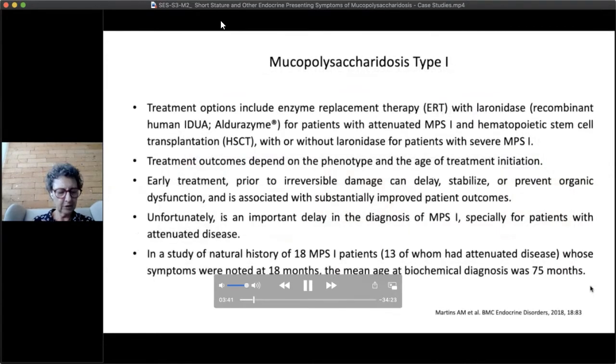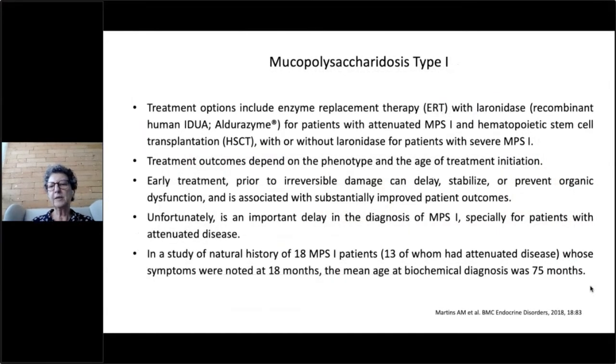Okay, treatment options include enzyme replacement therapy with laronidase, recombinant human IDUA, Aldurazyme, for patients with attenuated MPS I, and hematopoietic stem cell transplantation with or without ERT for patients with severe. In the severe cases of MPS I, the patient waiting for the HSCT should receive ERT, in the majority of consensus, everybody agrees with this, for the patients to be in better condition for transplantation.